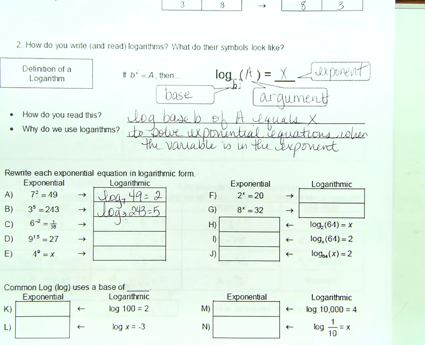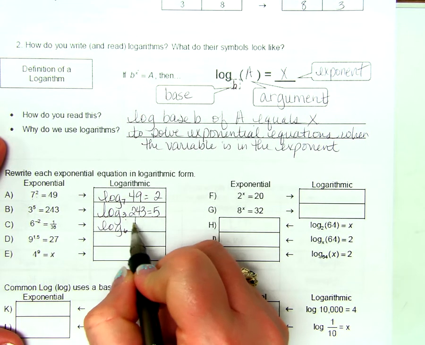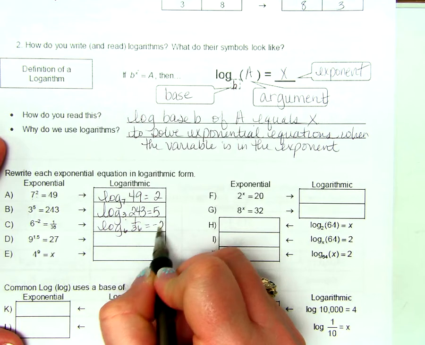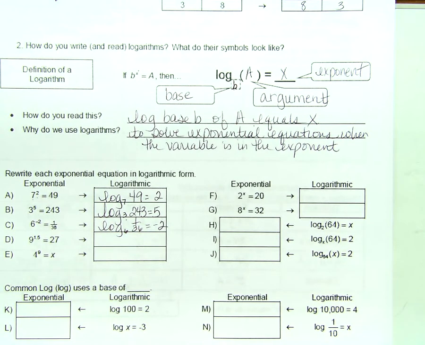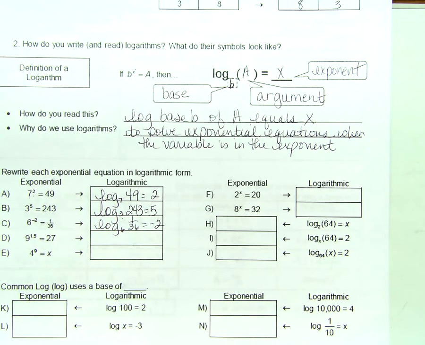Who's got C? Log base 6 of 1 over 36 equals negative 2. That's what she said. Is that right? Okay. Now, please notice that I'm being really very careful about my base. What am I doing with my base? It's really small and it's lower, right? It's small and it's down low.